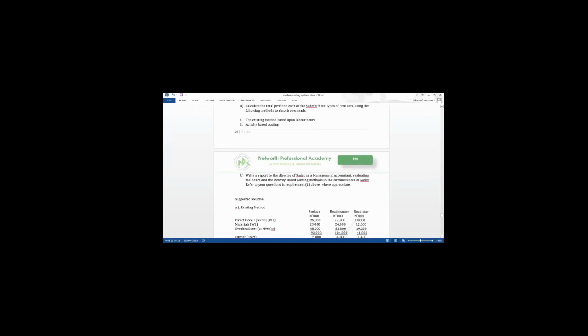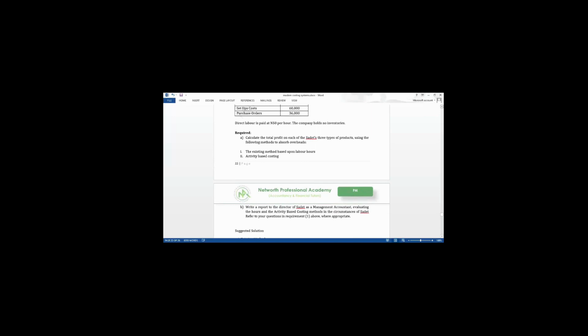All right, there's no question. Like I said, once you understand the principle, you can deal with any question here. Write a report to the director of SADC as a management accountant, evaluating the labor hours and the activity-based costing method in the circumstances of SADC. Refer to your solution in requirement one above, where appropriate.